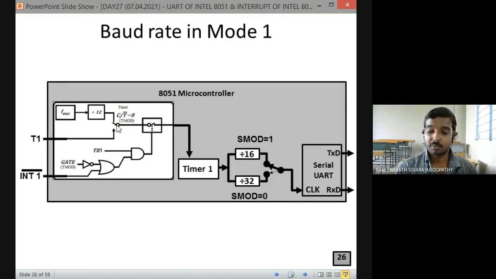When you are programming the serial UART in mode 1, you must also program the timer 1 so that it is going to generate the baud rate for this serial UART. Don't forget that. Serial UART மட்டும் program பண்ணிட்டு விட்டா baud rate generate ஆகாது. We have to also program the timer or counter of 8051. என்ன பண்ணிருக்காங்க பாருங்க, timer 1 timer ஆ configure பண்ணிருக்காங்க. That means what? FOSC divided by 12. That is the frequency we are getting here.